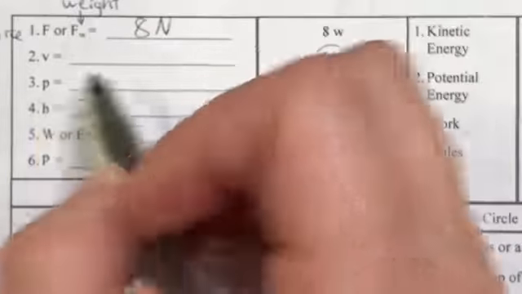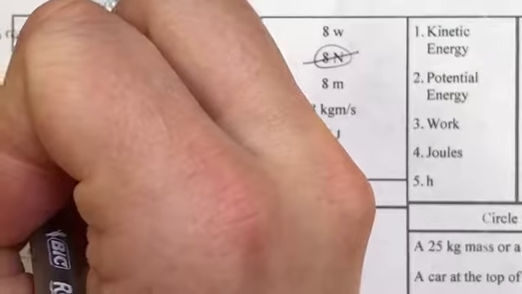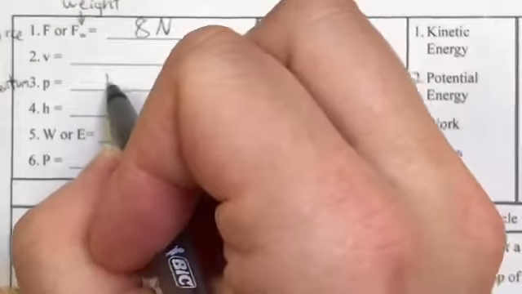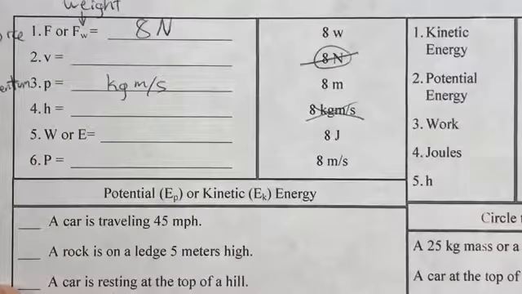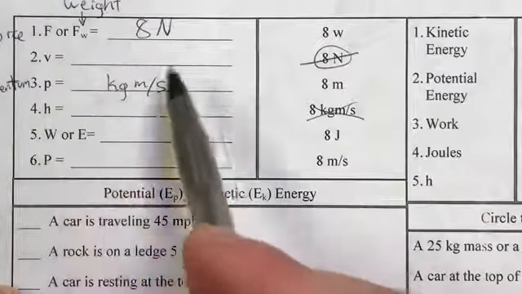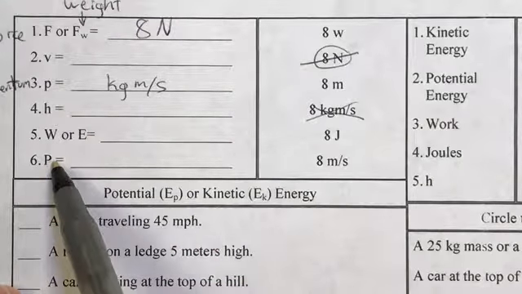Lowercase p, haven't taught that one to you yet. Momentum. Units for momentum are kilograms, meters per second. Right there. Okay, so you can eliminate that one. All right, the others you do know: H, height, work, and energy, and then uppercase P is power.